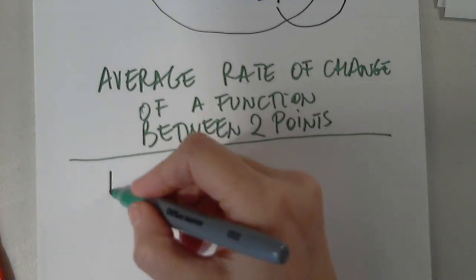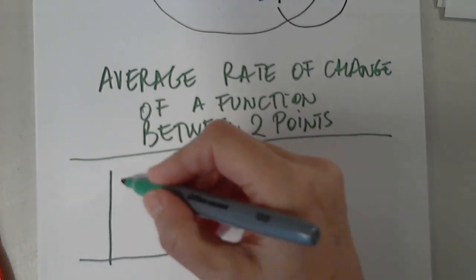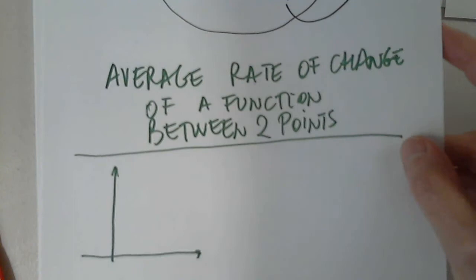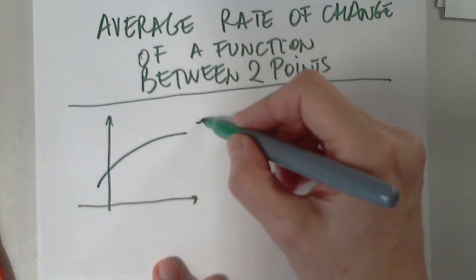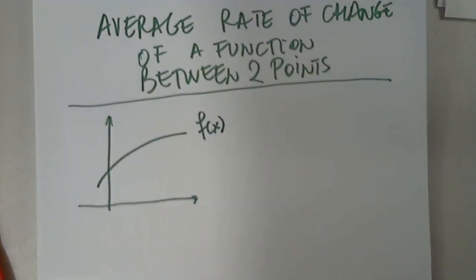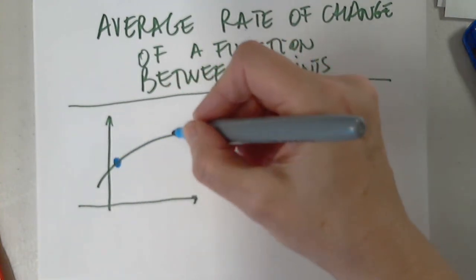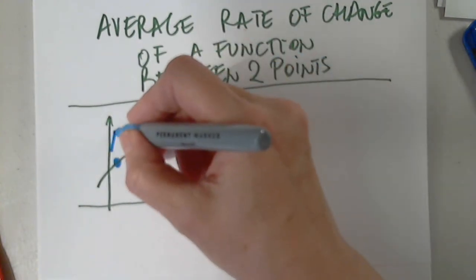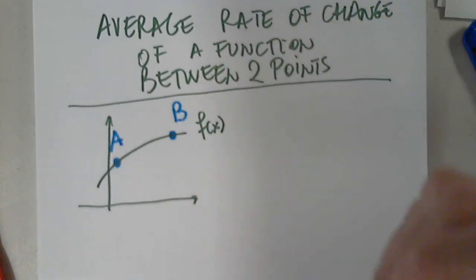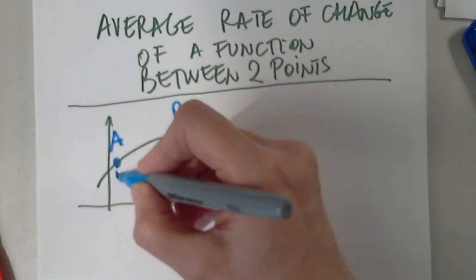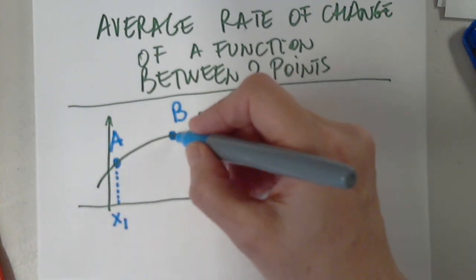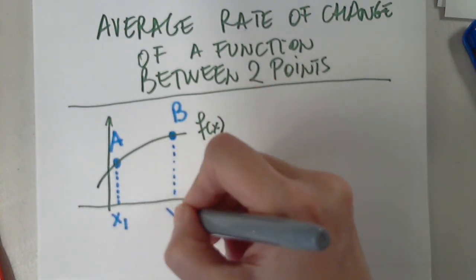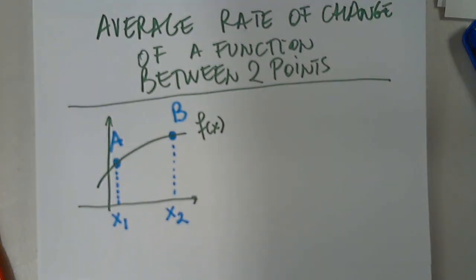Okay, so here's a graph. This is probably one of the most important topics so far. Let's say I have a graph of a function, which is f of x. And let's say I have 2 points. Here's one point. Here's the other. I'm going to call this point A. I'm going to call this point B. The x coordinate of A is x1. It's the first point. The x coordinate of B is x2.